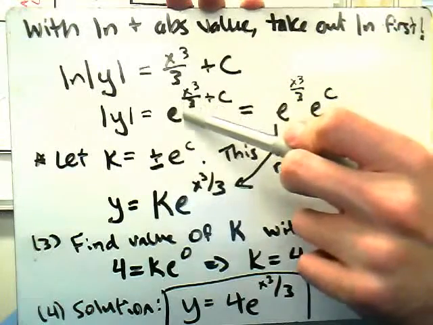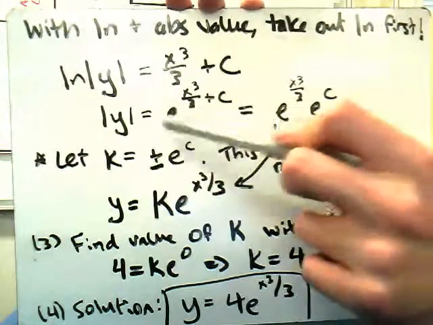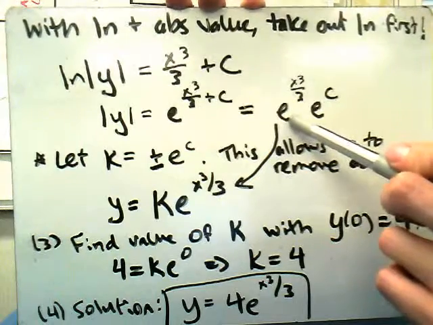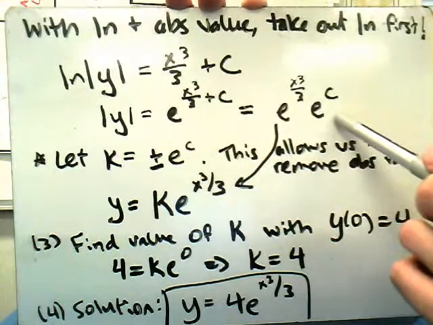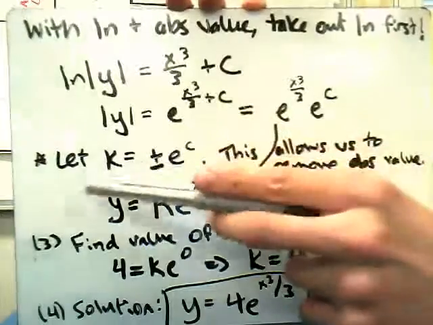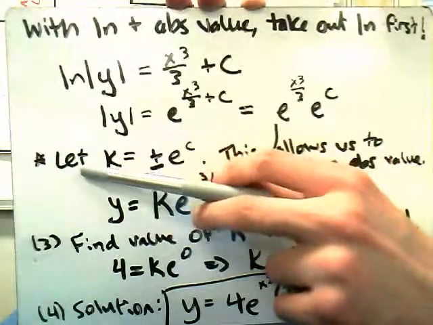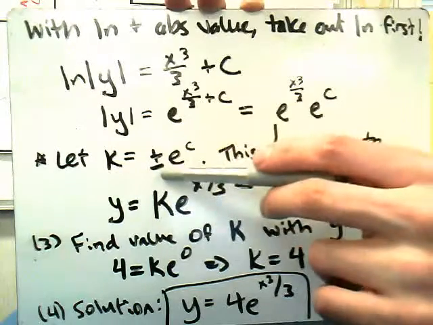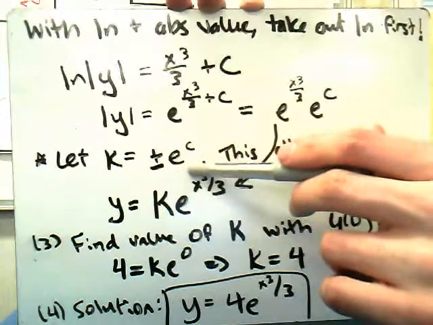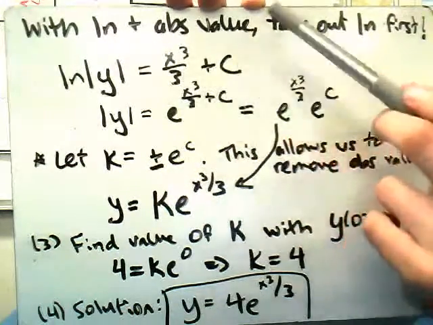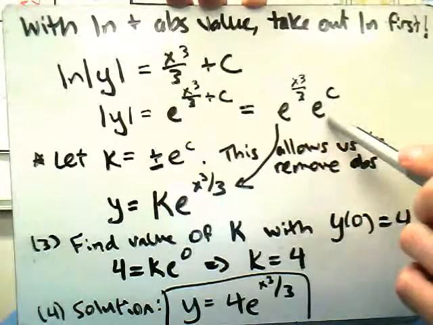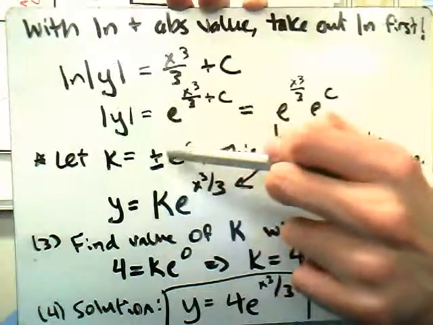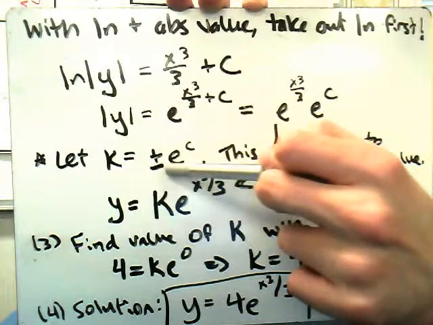Notice that the plus c is now part of the exponent, and by our exponent rules, we can now write this as e to the x cubed over 3 times e to the c. And what we're going to do is a special trick, which I sometimes call the special k trick. We're going to let k equal plus or minus e to the c. And in doing so, we take care of two things at once. We take care of the e to the c part, and we're able to remove the absolute value, which has now been absorbed into the constant k.